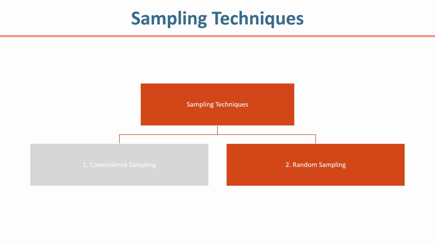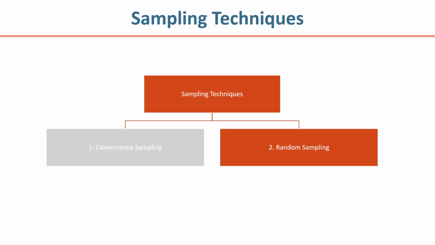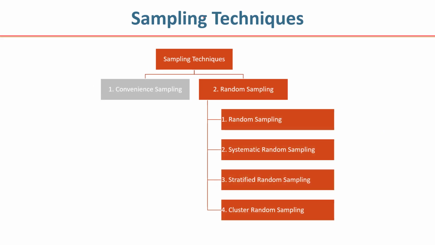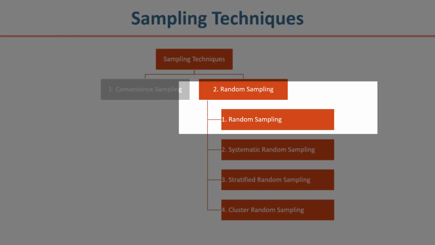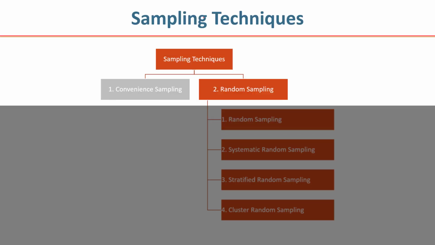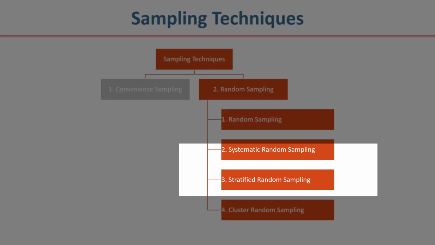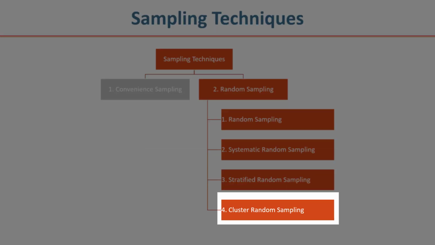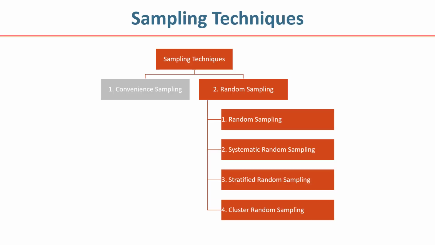The next technique is pretty straightforward, which is random sampling. Random sampling is again further divided into 4 types of sampling techniques, that is random sampling, systematic random sampling, stratified random sampling, and cluster random sampling. Let us see them one by one in detail.